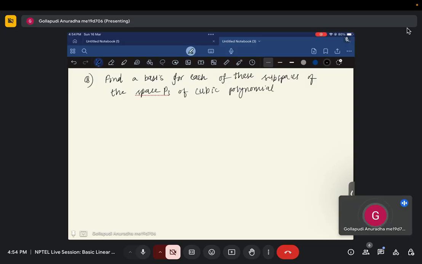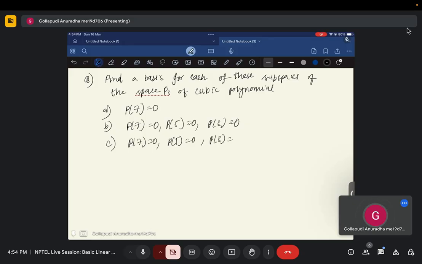Okay, so given the condition that P(7) is equal to 0, and then the condition P(7) = 0, P(5) = 0, and P(3) = 0, and one more condition: P(7) = 0, P(5) = 0, P(3) = 0, and P(1) = 0. For these conditions, let's find the basis for the cubic polynomial. So let's take up this question first.